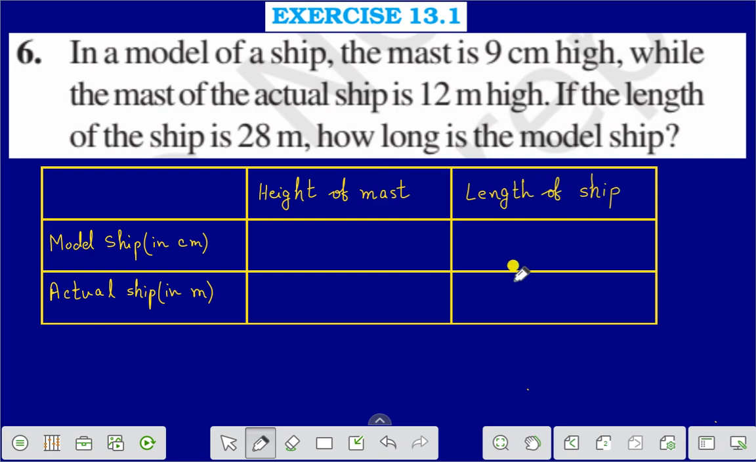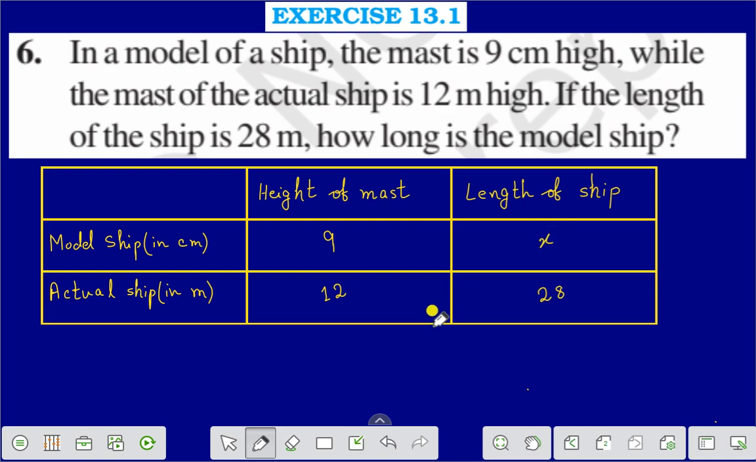It is given that when the model ship is 9 centimeter, then the length of the actual ship is 12 meter. And if the length of the actual ship is 28 meter, how long is the model ship? Let the length of the model ship be x.